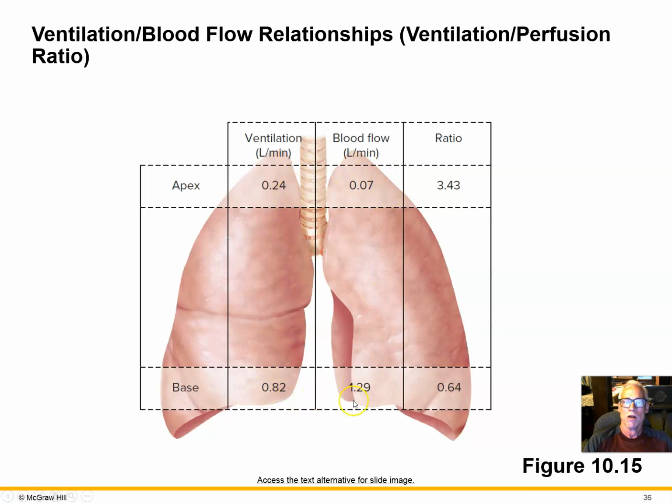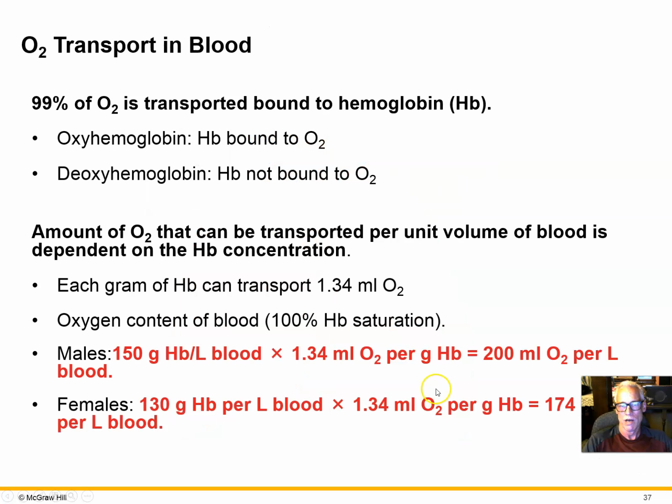Look at the blood flow. 1.29 liters per minute of blood flowing near the base of the lungs, 0.07 liters per minute at the apex. So now if we calculate the ventilation-perfusion ratio, we'll see that it's greatly different in different parts of the lungs. We have underperfused apex and overperfused base of the lungs. So we don't have an ideal ventilation-perfusion balance in the resting lung, the top or the bottom, but during exercise we'll have a much better ratio.